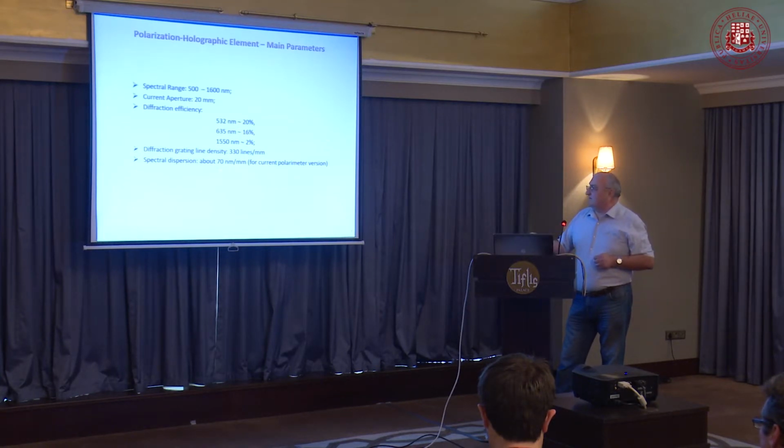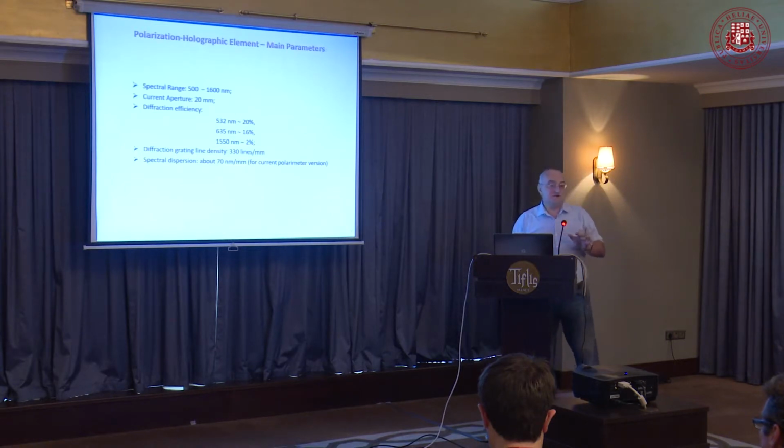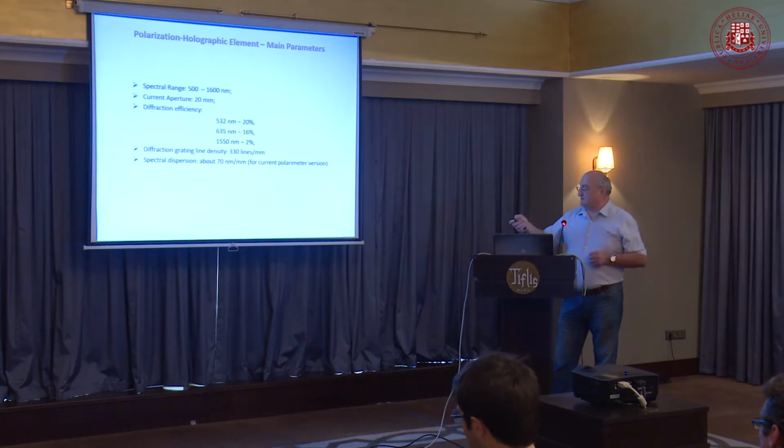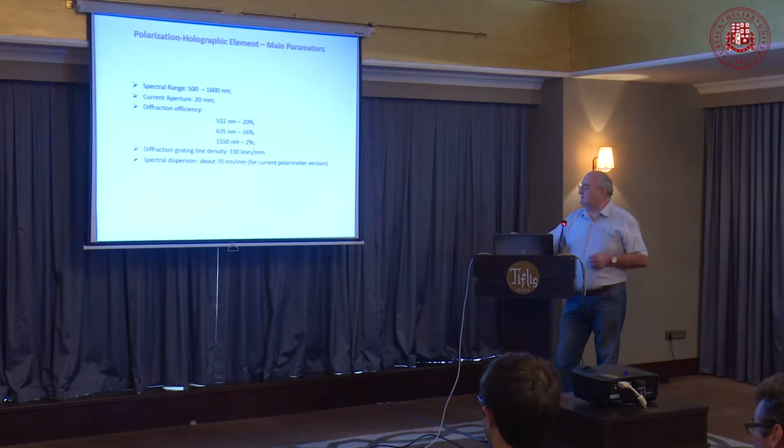And as soon as we have diffraction, we have a spectral dispersion, of course. So in the current first realization of our instruments, we have about 70 nanometers per millimeter of spectral dispersion.